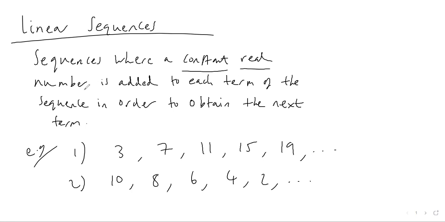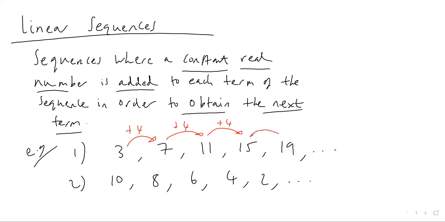So we've got a constant real number that we're adding or subtracting to each term in the sequence in order to obtain the next term in the sequence. For example, these two sequences here would be examples of linear sequences. If we look at example number one, to go from this term to the next term, we add 4. Same with this term, same with this term here. So every time we go to the next term in the sequence, we're adding 4. So that's what a linear sequence is.